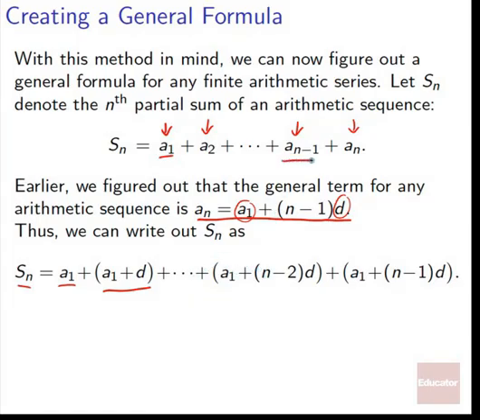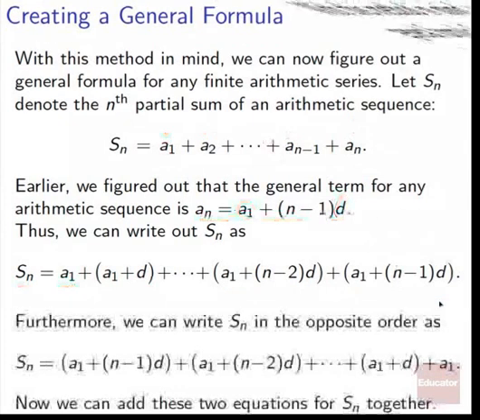We work our way out. A_{n-1} would be A1 plus (n-2)d, right? We plug in n minus 1 for the general n term, so n minus 1 minus 1, n minus 2, times d. And finally, the An would be A1 plus (n-1) times d. Great, so the only things showing up there are A1, n, and d. We've got way fewer things that we have to worry about getting in our way.